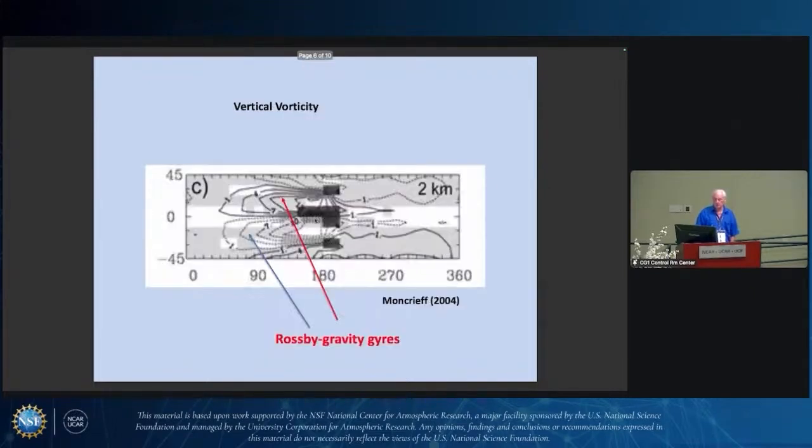Next simulation. The interesting point about this is that there is the presence of Rossby gyres in the simulation, just like what there was in the first diagram I showed you. And in fact, these Rossby gyre-like circulations within MJO circulations, I think, is a very important thing.